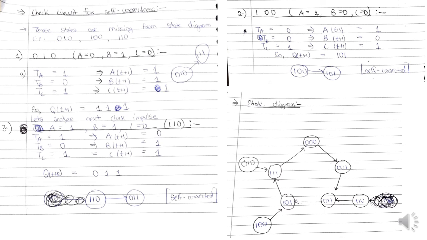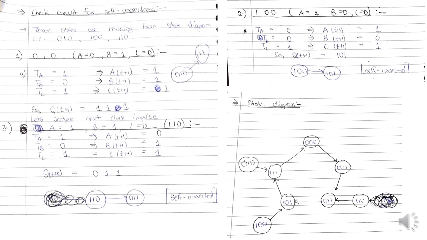Let's move on to the next, 100, which is number 4. A equals 1, B equals 0, C equals 0. TA will be 0 because B equals 0, TB equals 0 because C equals 0, and TC will be 1 because C complement will be 1 and we are taking OR with AB, so it is always 1 whatever the value of AB. So the next state will be 101. So it auto corrected itself.